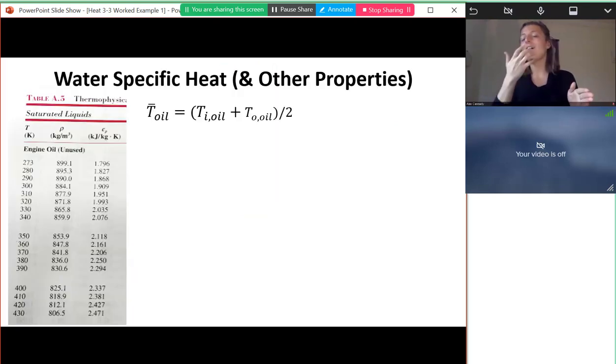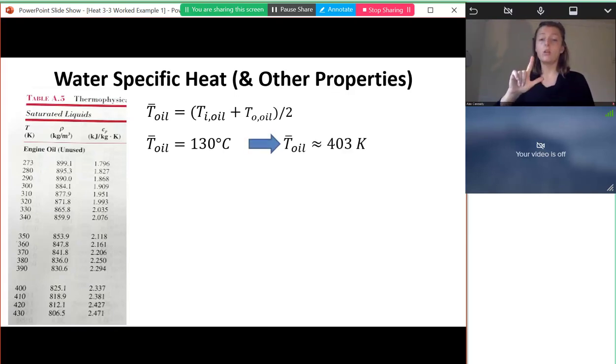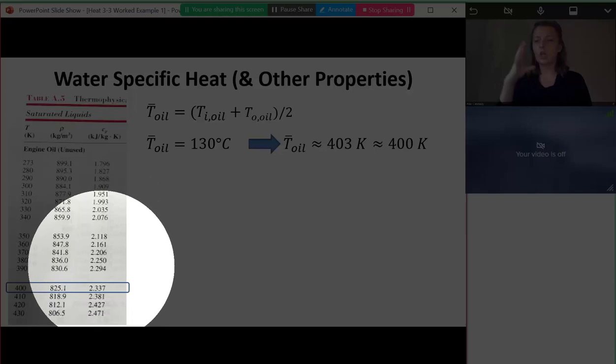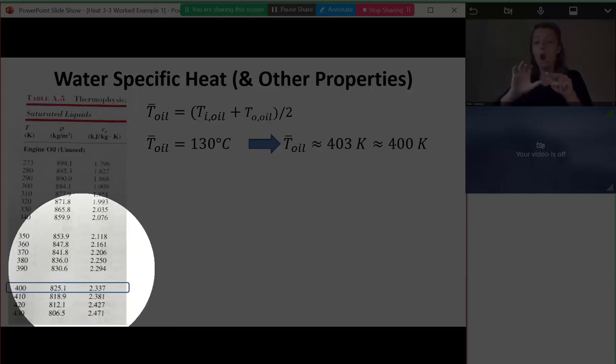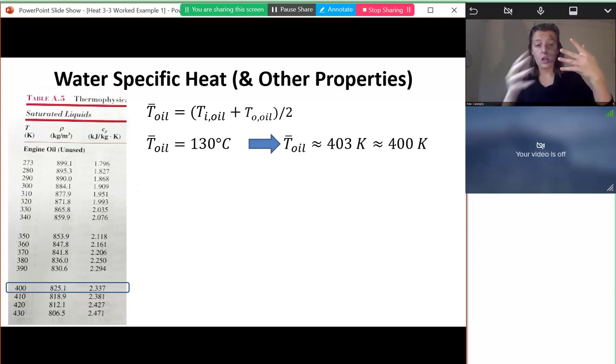So we look for water specific, or first I guess we're going to look at engine oil. So we need average temperature. We're going to say that the oil temperature is 130 degrees, so that our average temperature is 403 Kelvin. So now I'm going to assume that's about 400 degrees Kelvin. Again, we can pick off pretty much anything from this list, and CP is, again, sort of a weak function of temperature here.